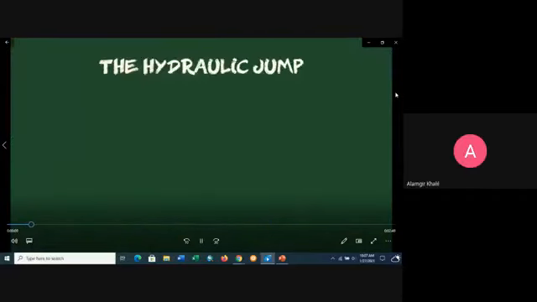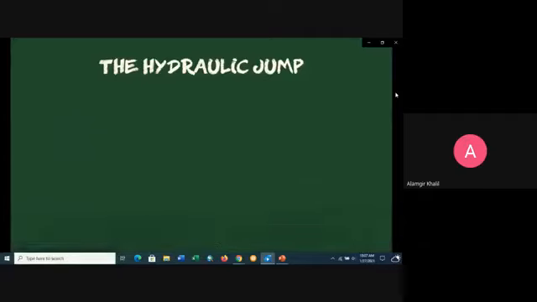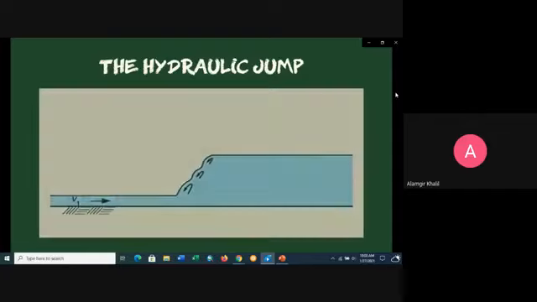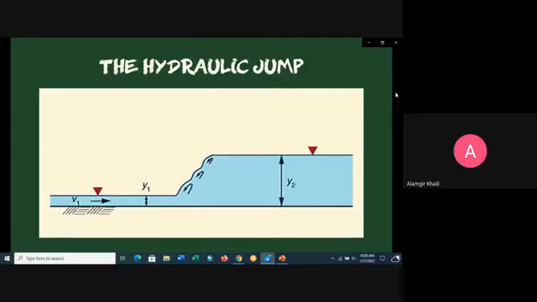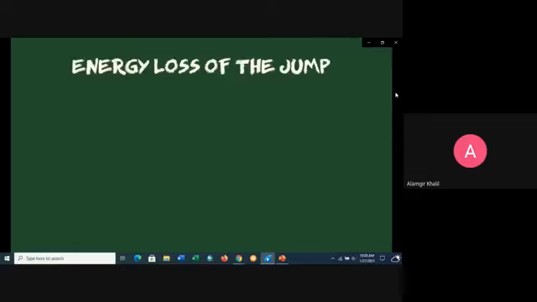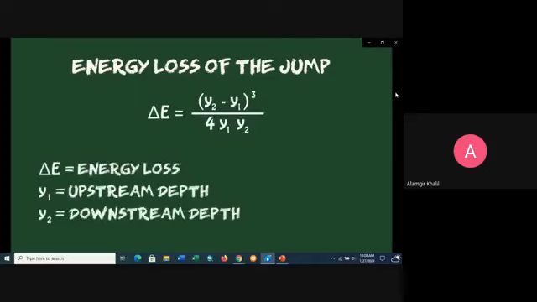Now here we have the hydraulic jump. This is an experiment on how to determine the head loss. You can see here we have loss of energy. So how to experimentally determine this? This is for a rectangular channel.